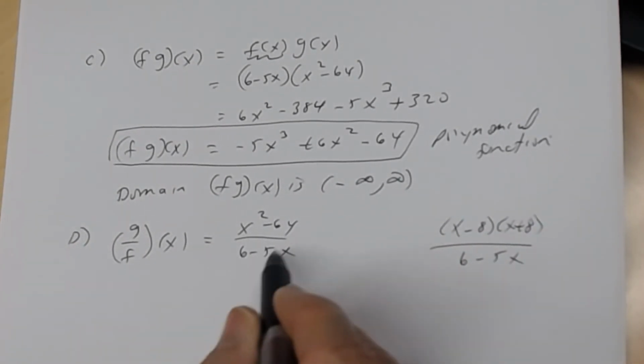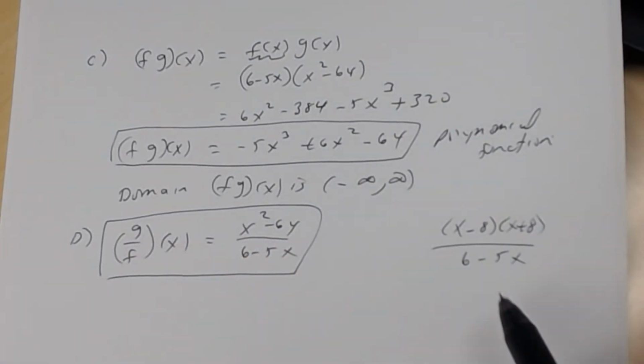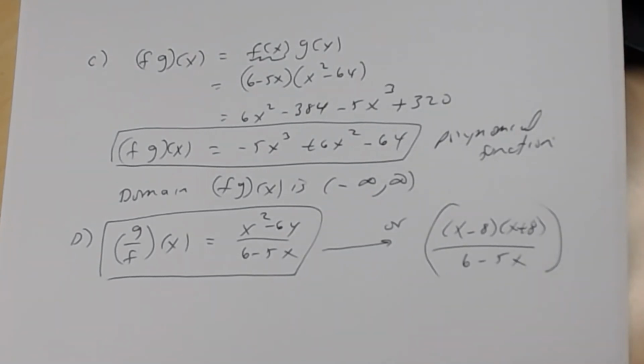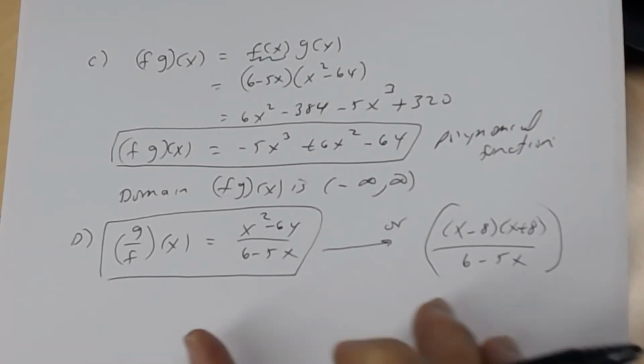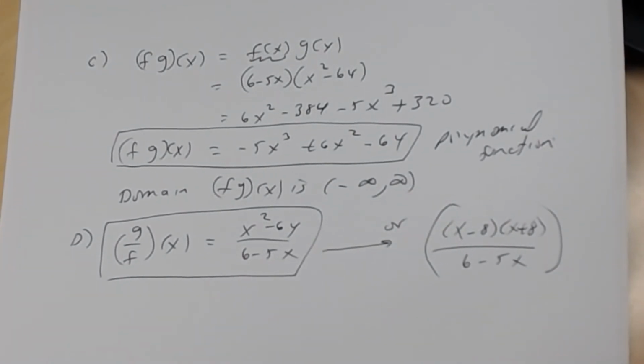So this right here is g divided by f at x. Now, if you wanted to, you could say this. It does not matter. You'll still get credit for that. Okay? Does not matter. But since I couldn't reduce, leave it like that. Okay, now let's talk about the domain. So let's find the domain.